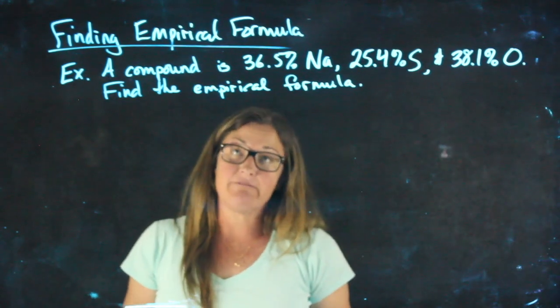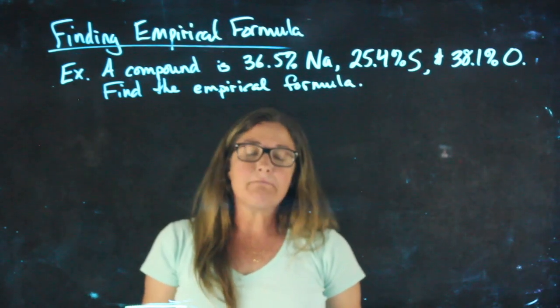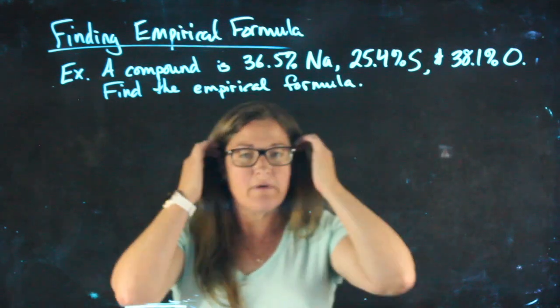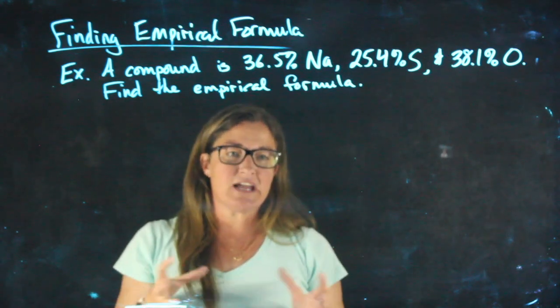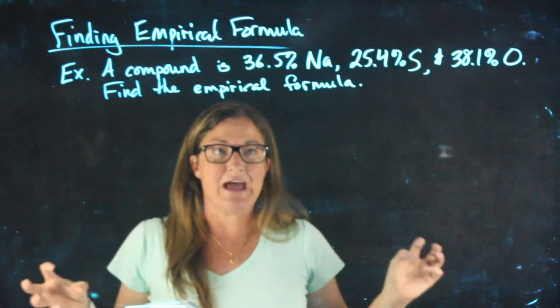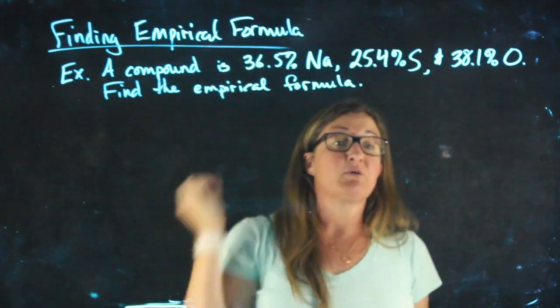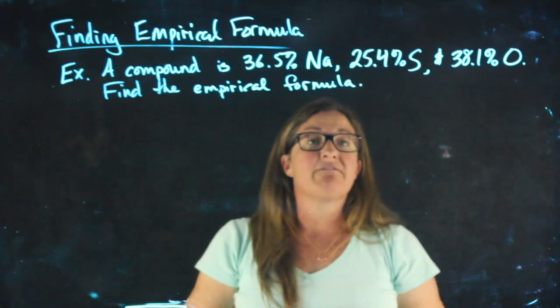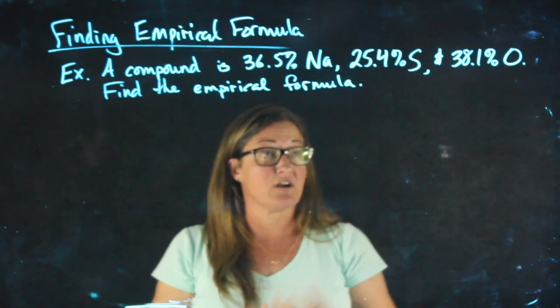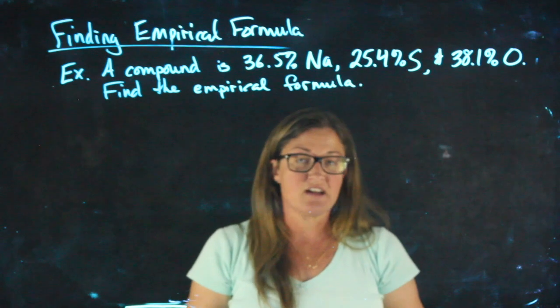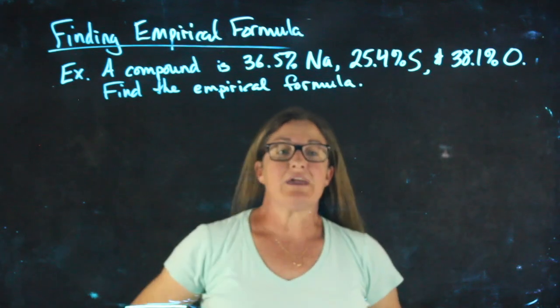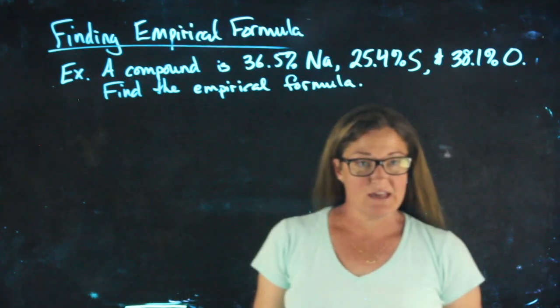Now we're going to learn how to find an empirical formula. The word empirical means derived from evidence. There are experimental techniques that can take a compound and break it down into its constituent parts and find out, for example, that 36.5% of it's sodium, 25.4% of it's sulfur, and 38.1% of it is oxygen. From that, we can figure out what an empirical formula is.